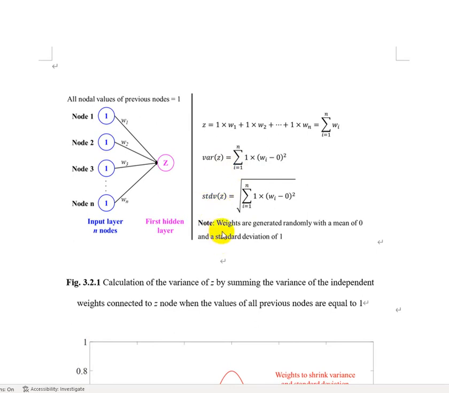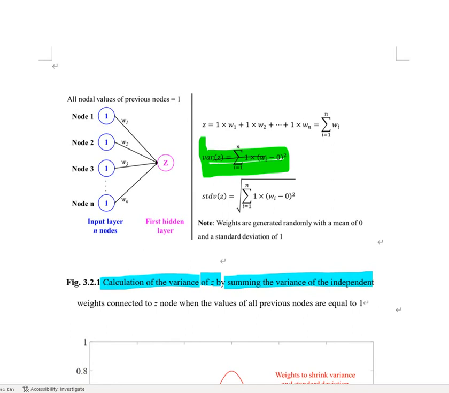Again, the weights are generated from the mean value of 0 and standard deviation of 1 with normal distributions when they are assigned randomly. So this formula will show you how to calculate variations. This is very important. So the variation calculations of Z is just calculated by summing the variance of the independent weights connected to Z, which is W1, W2, W3 to Wn.